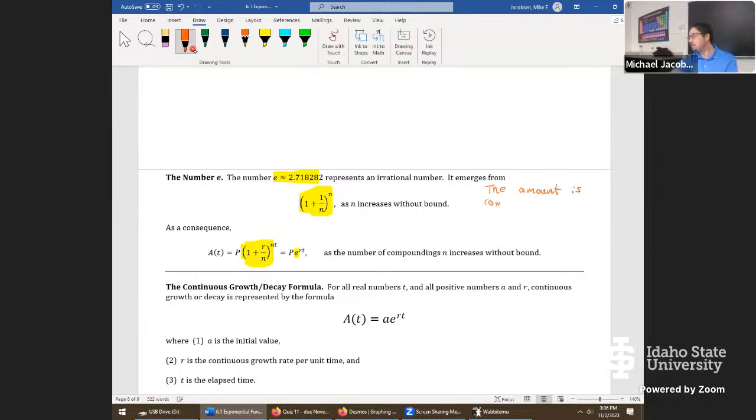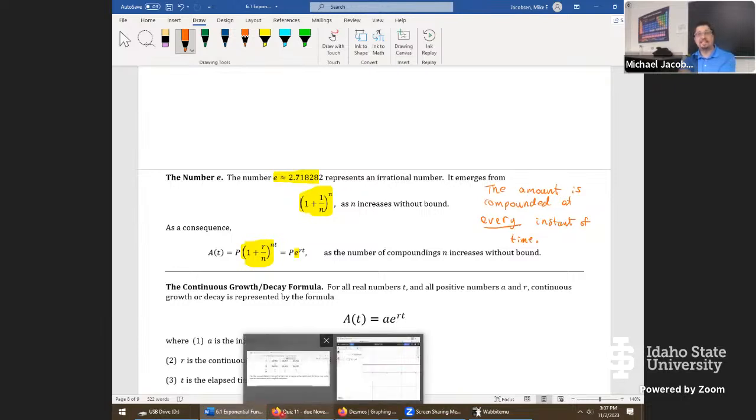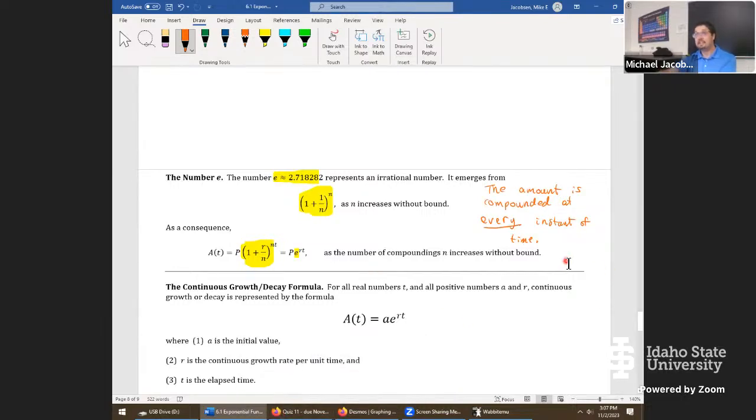is compounded at every instant of time is the interpretation for this thing. And that's kind of a weird thought, right? It's not saying it's compounding every second. It's compounding every millisecond or every half a millisecond. You have to keep on refining every single instant of time. In every single time instant, a compounding happens. We could say it's compounding infinitely many times, essentially, yes.